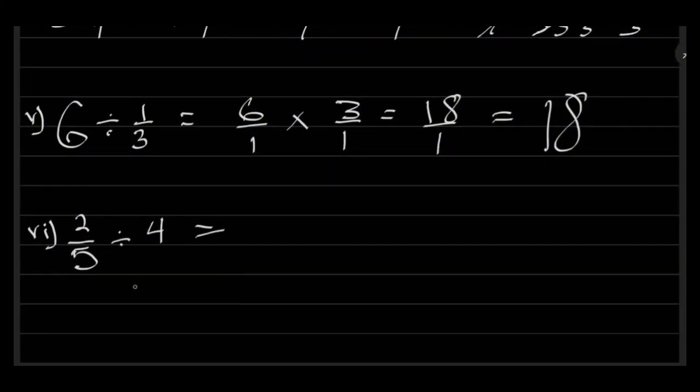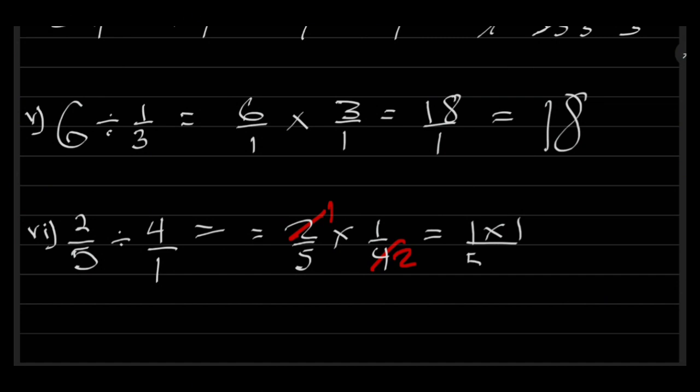We have a similar one here, so just put the denominator for 4 here, and that would be 1, and that will give us 2 on 5 times 1 on 4. Remember, when you change division to multiplication, you have to reciprocate or inverse the fraction on the right hand side. Can we cancel out? Of course. 2 into itself 1, 2 into 4, that will be 2 times. So we are going to have 1 times 1 all over 5 times 2, and that will give us 1 on 10.